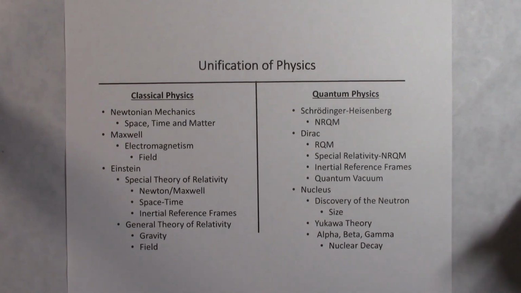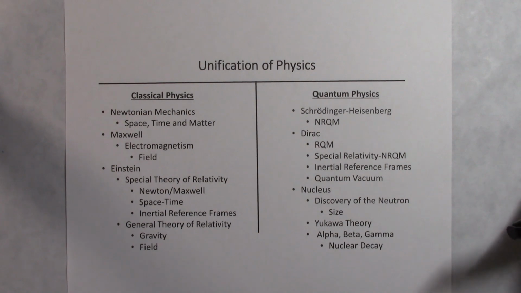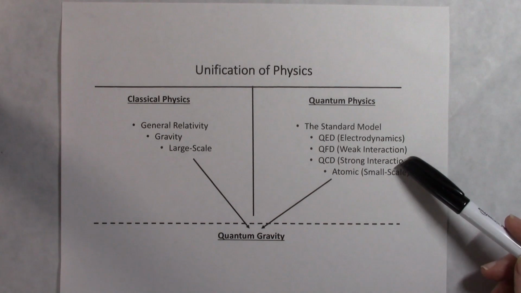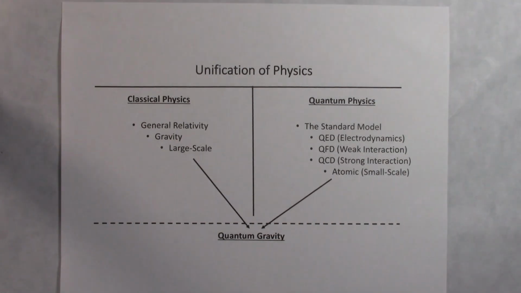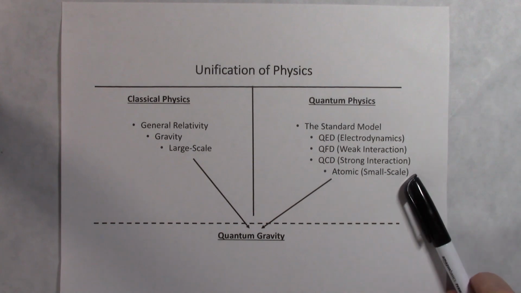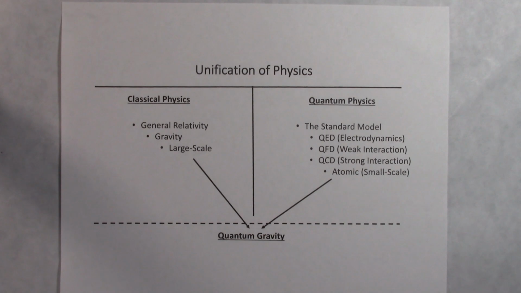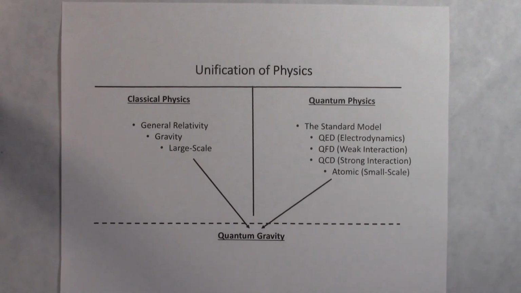In this video, we're going to take the last step and talk about the Standard Model, which has three theories: electrodynamics, the weak interaction, the strong interaction. Sometimes those are called sectors of the Standard Model. It describes the physics on the small scale. General relativity describes the physics on the large scale. And what we'd like to do in the 21st century is to unite them into one consistent theory.